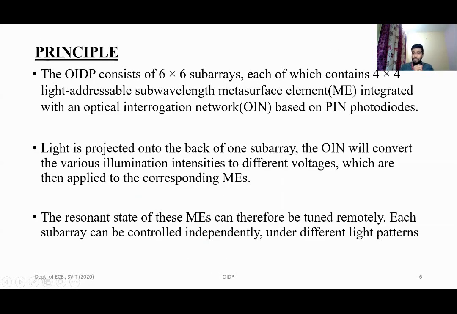Next, coming on to the principle. The OIDP consists of 6x6 subarrays, each of which contains 4x4 light-addressable subwavelength metasurface elements (ME) integrated with an optical interrogation network (OIN) based on PIN photodiodes.